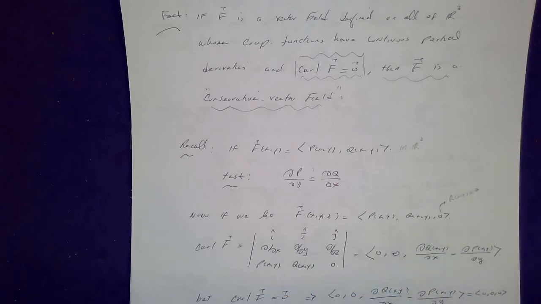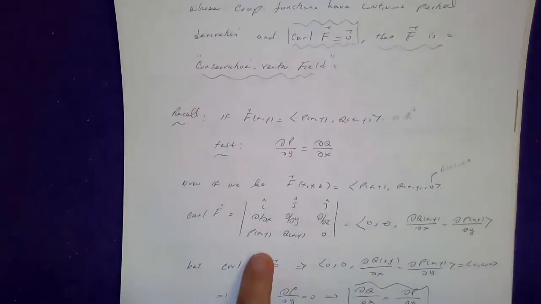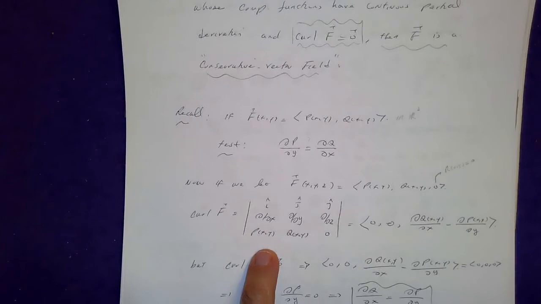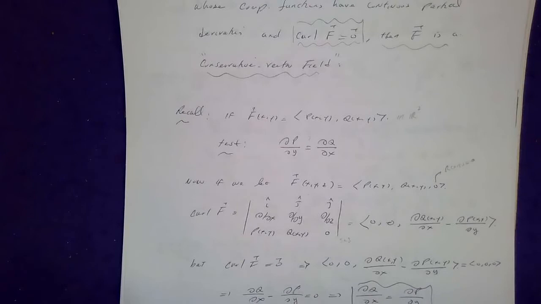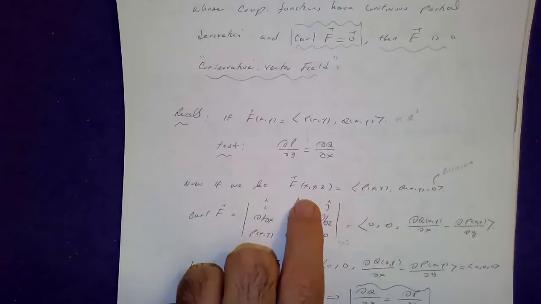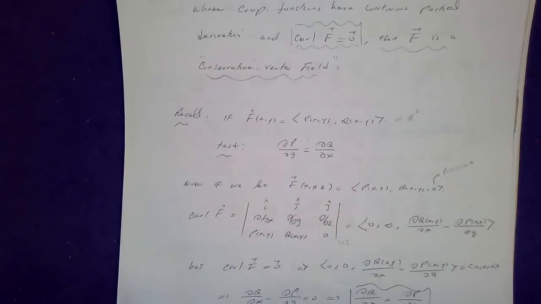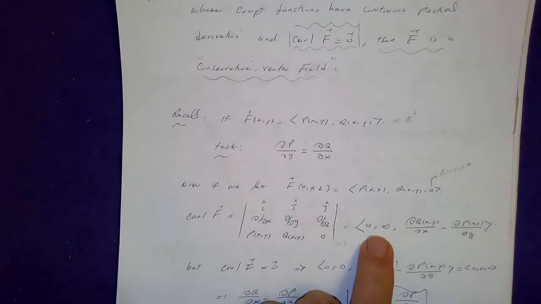It is 0, because remember the curl has to be applied in R3. So you form this determinant, a 3 by 3 determinant. Remember, you always have to come up with a 3 by 3 determinant, because the curl only applies for vector fields in R3, yes? So it has to be a function of x and y and z. So this is what you get.